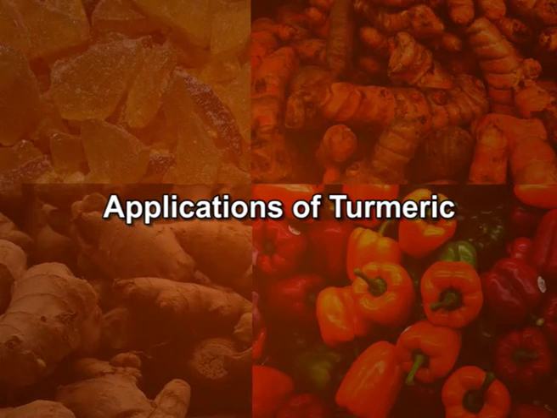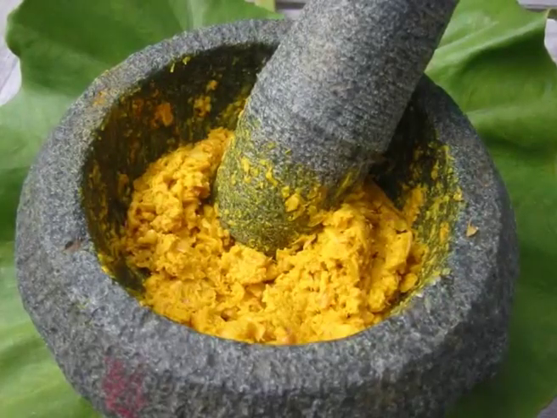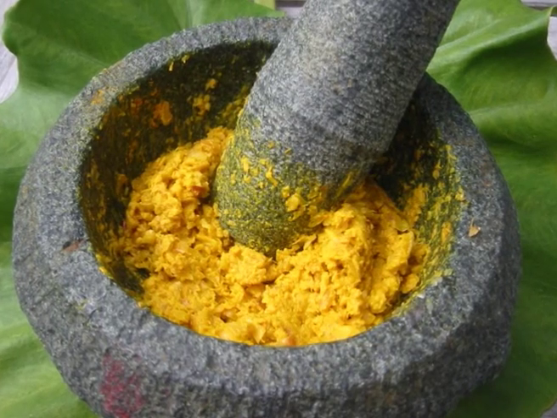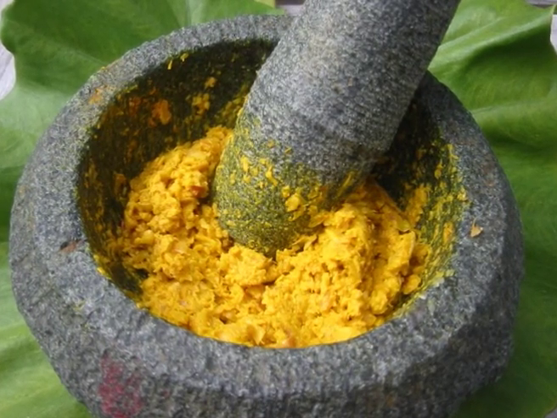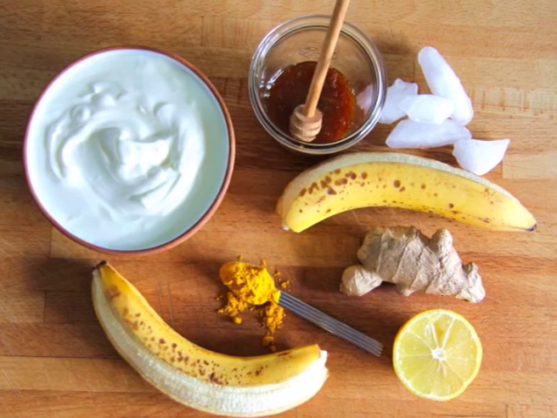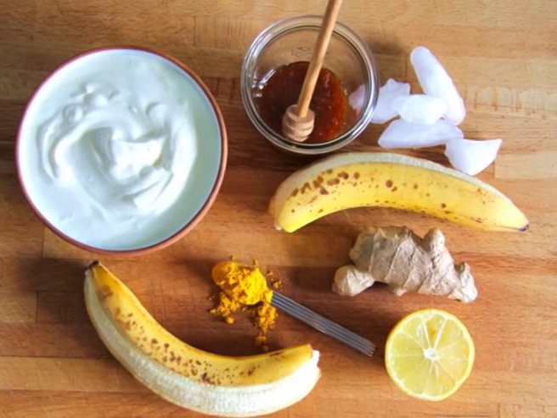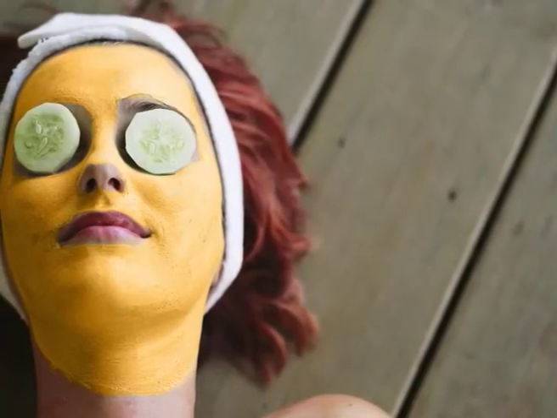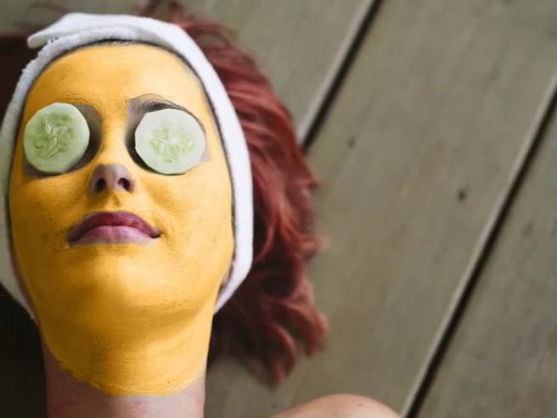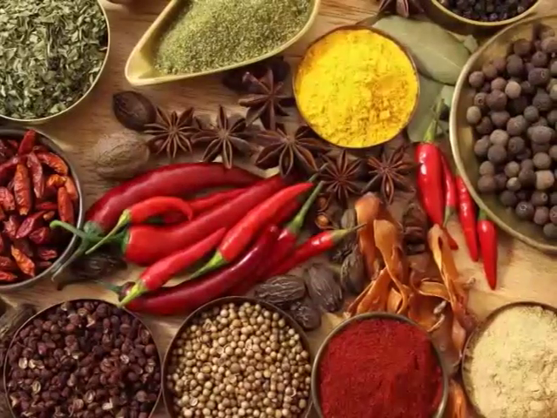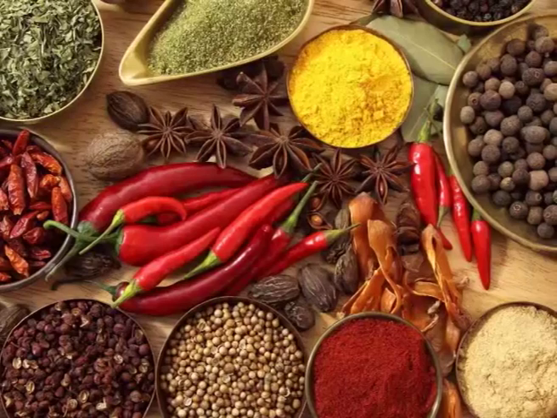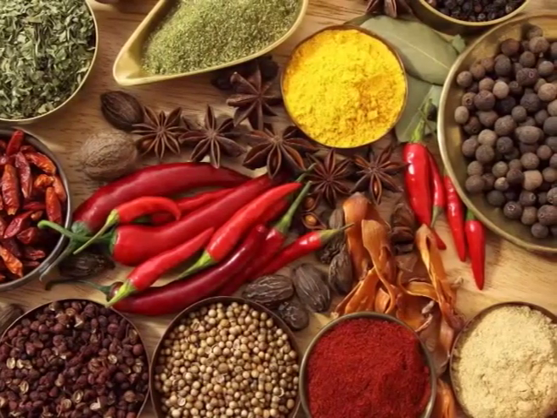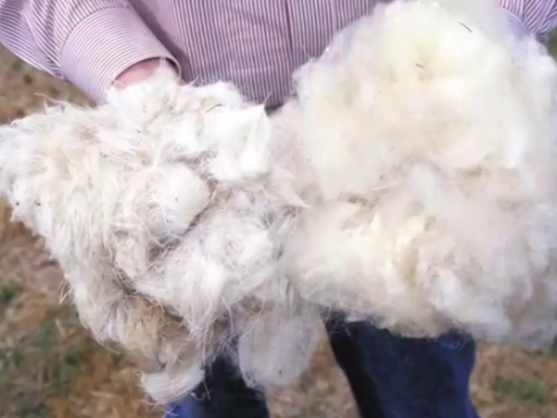Now, let us come to the applications of the turmeric. Friends, turmeric is one of the most widely used commodities among the herbal drugs. It is used as drug and medicine. It is also widely used as cosmetics. The other uses of the turmeric include its use as food additives, as a spice and condiments, and its use for dyeing wool and silk.